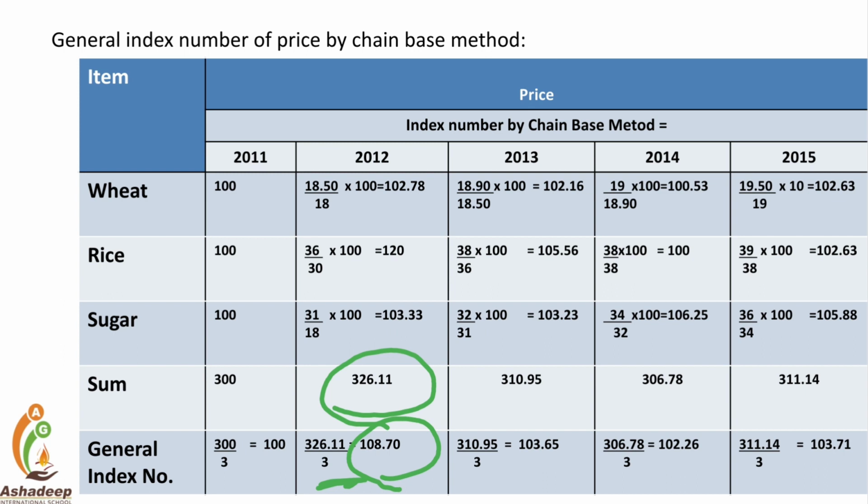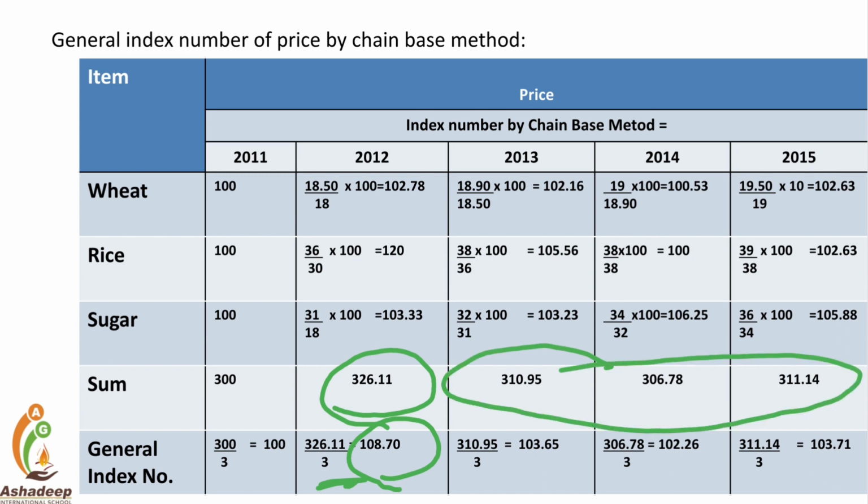The actual procedure is that first we find the individual index numbers, then add all the index numbers, as we are doing in this session: 310.95, 306.78 and 311.14. Your last step is to divide this sum by your number of items. Here we have 3 items, so we divide all the sums by 3, and we can find the general index number for each individual year.